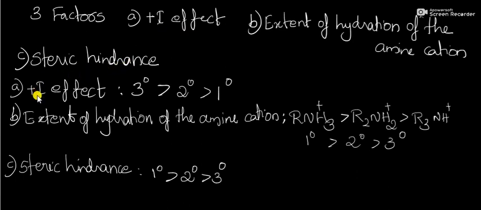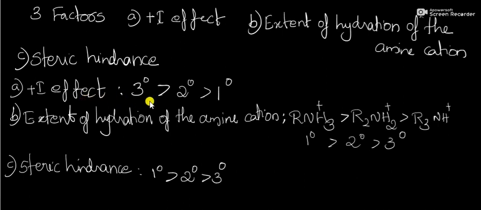Then what is the effect of plus I effect in primary, secondary and tertiary amines? We know what plus I effect is. That is the electron donating inductive effect. So in aliphatic amines, the plus I effect of the alkyl groups increases the electron availability on the nitrogen atom, and it makes them more basic than ammonia.